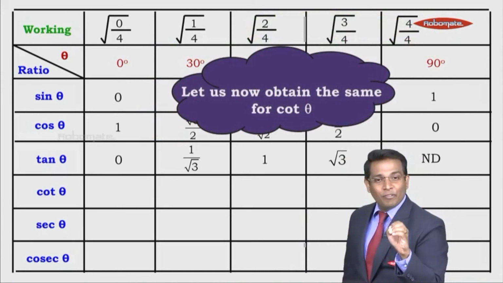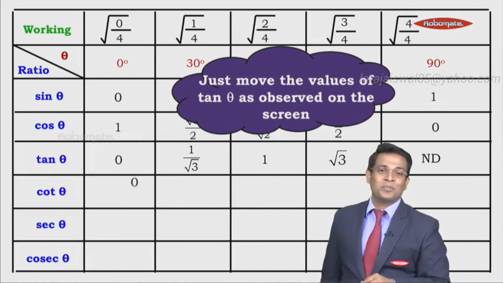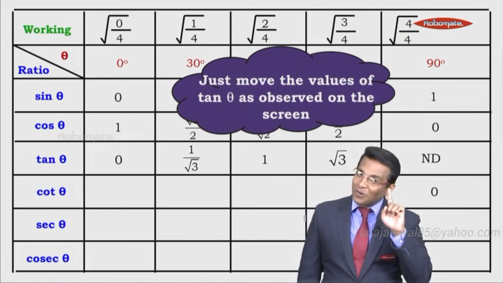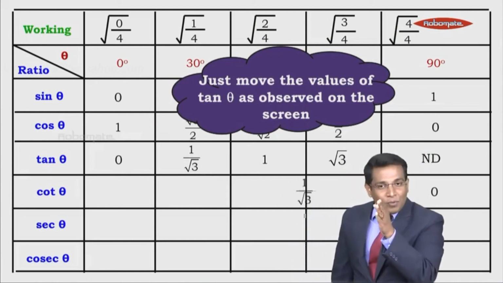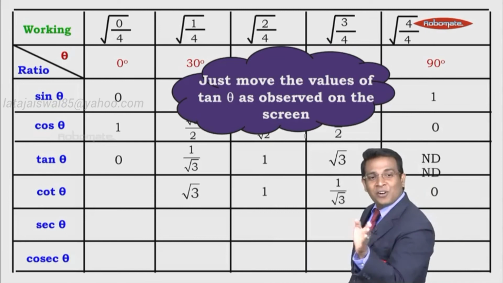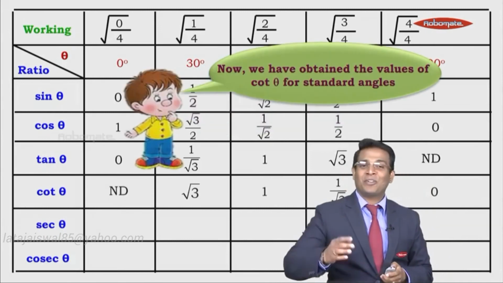To get the value of cot, what we are going to do is just move the values of tan as observed on the screen, right? 0 moves, you remember, like we did for sin and cos, same. So 1 upon root 3 moves here, then 1 remains as it is, root 3 moves and not defined also moves, right? So we got the value of cot theta for all the standard angles.